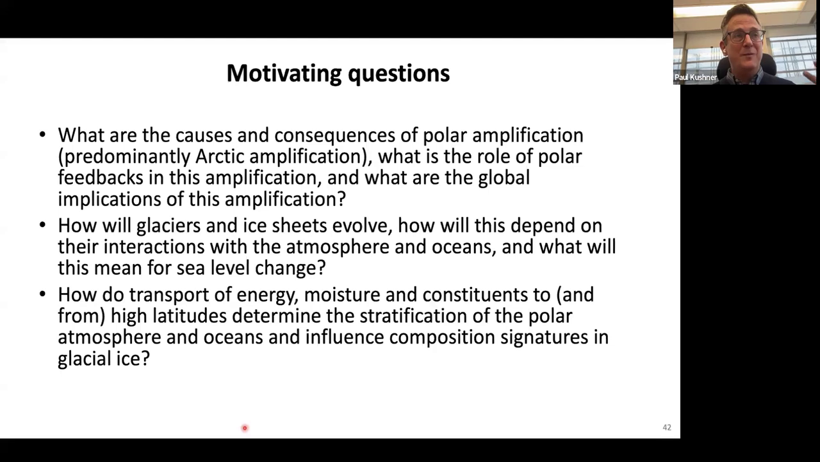And the idea is that we're interested in all these aspects of Arctic and now Antarctic amplification, the role of feedbacks, the global implications of polar change. We want to know how glaciers and ice sheets will evolve and how this depends on interaction with the other Earth system components, and questions like that, transport of energy, moisture, and constituents. And of course, relating to questions in paleoclimate, although the program's not focused on paleo per se.